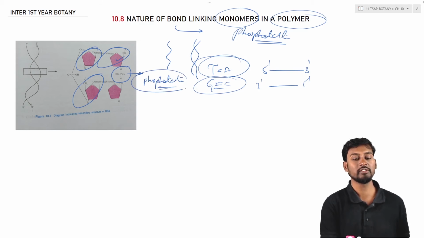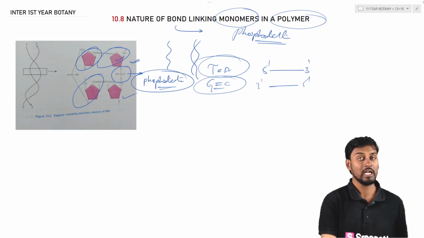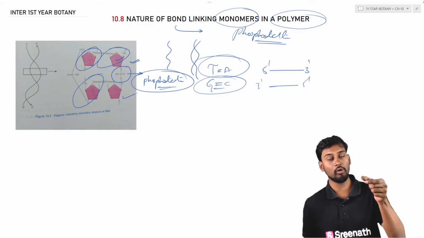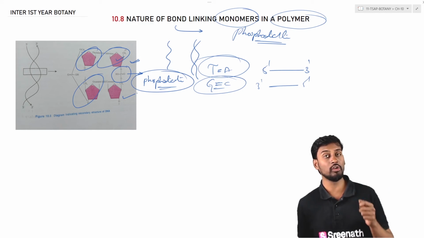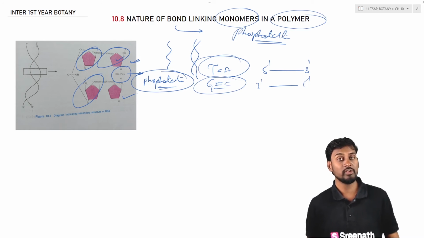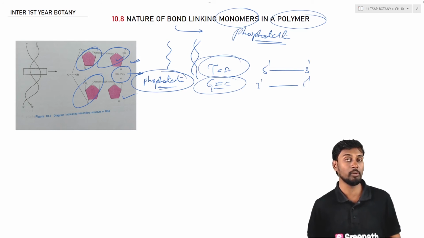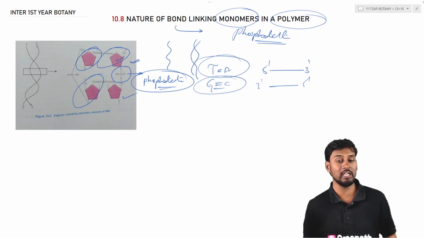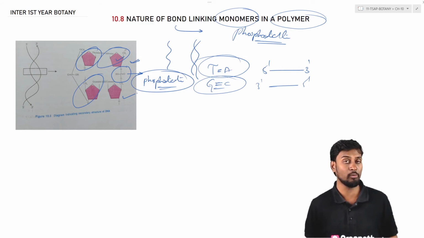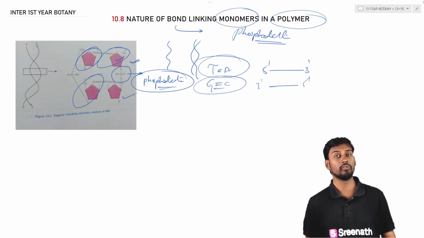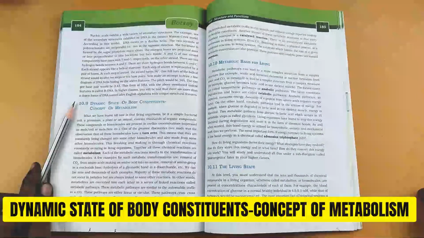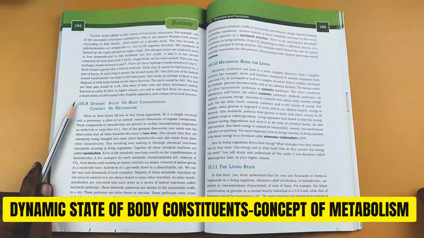The phosphodiester bond is the one which is generally involved in linking one nucleotide with the other nucleotide. So one nucleotide molecule joining with another nucleotide molecule is because of the phosphodiester bond, which links both the nucleotides together. In that way, n number of nucleotides are joined together to form a polymeric form of a DNA molecule. So the nature of bond that is generally involved in linking the monomeric forms within the polymer of DNA molecule is the phosphodiester bond. The ninth one is the concept of metabolism.